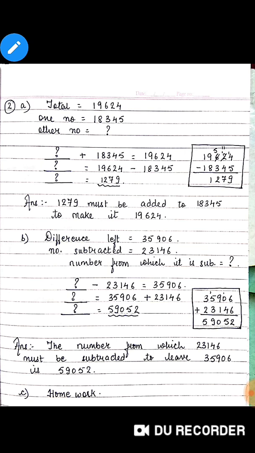So as discussed earlier, in the case when you want to find one of the add-ins, you need to subtract from the sum the other number. That means here 19,624 minus one of the add-ins, that is 18,345. So after subtraction, the answer is coming as 1,279. So therefore 1,279 must be added to 18,345 to make it 19,624.